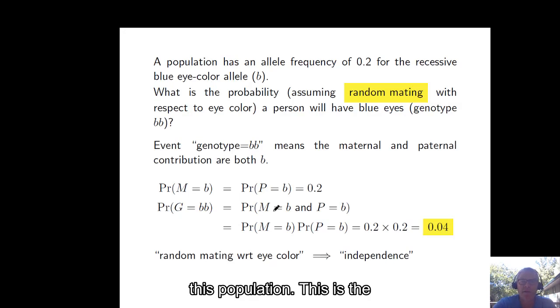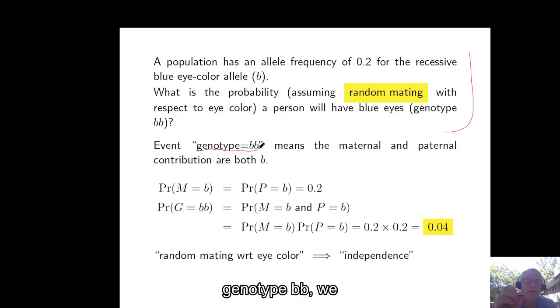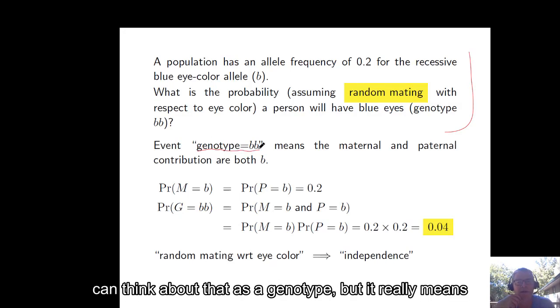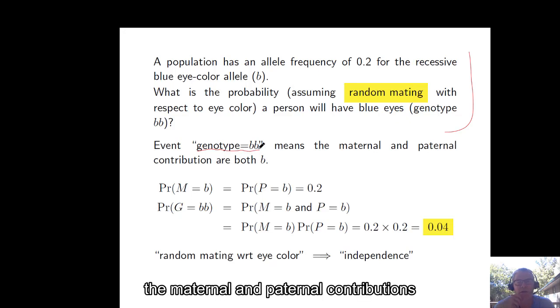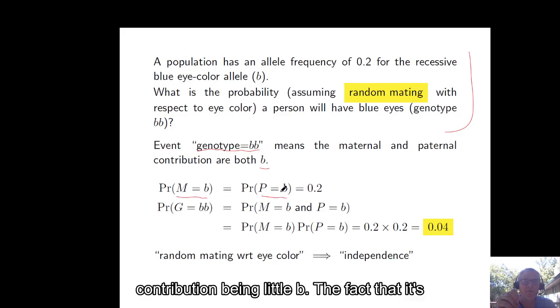Population, this is the question again. So how do I think about this? Well, I think the event genotype little b, we can think about that as a genotype, but it really means the maternal and paternal contributions to the genome were both the little b allele. So we can think about reaching into a gene pool and the maternal contribution being little b and the paternal contribution being little b.